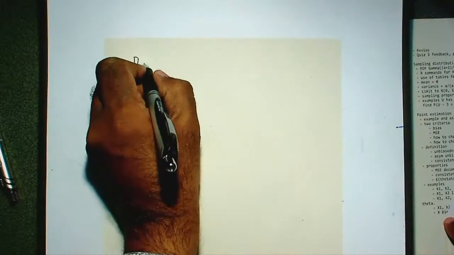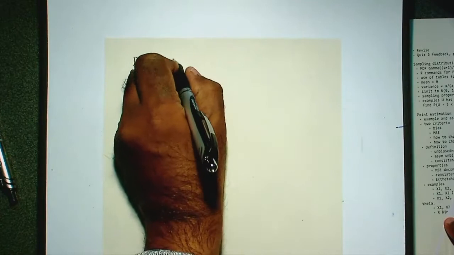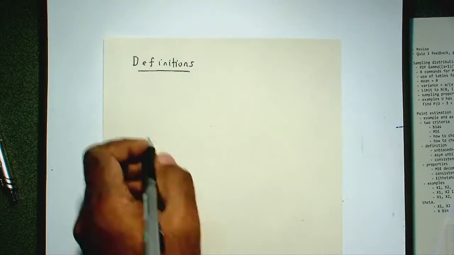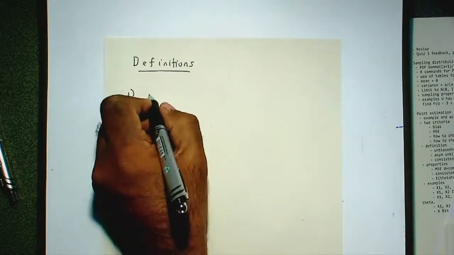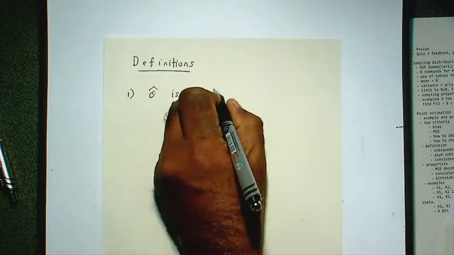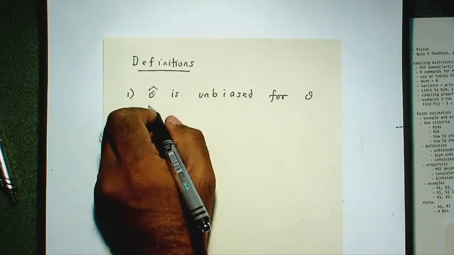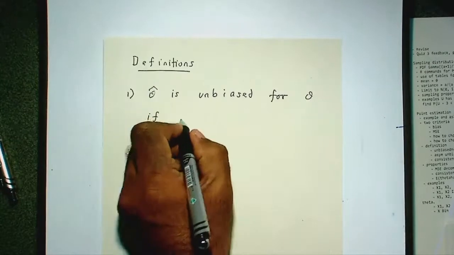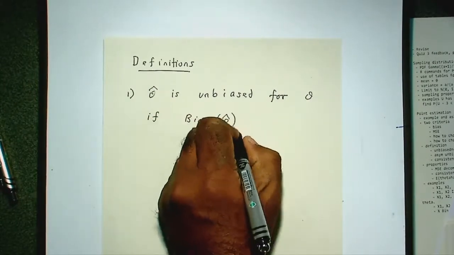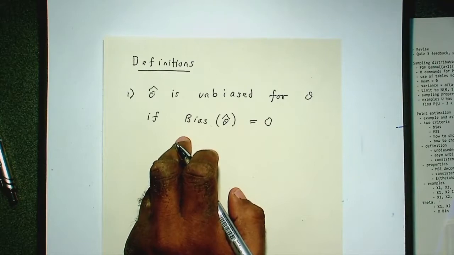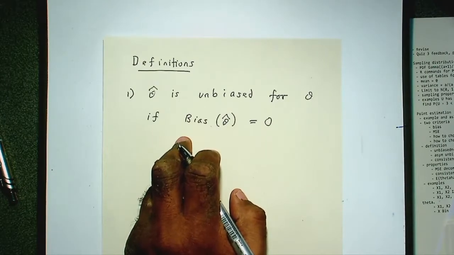Next thing, I need to define a few things. So this is where the definitions come in. So some definitions. Number one is the estimator theta hat is unbiased for theta if the bias of theta hat is 0. Okay, so this is a good thing because the smallest value you can have for bias is 0. So if the bias of an estimator is 0, then that's a really good estimator.